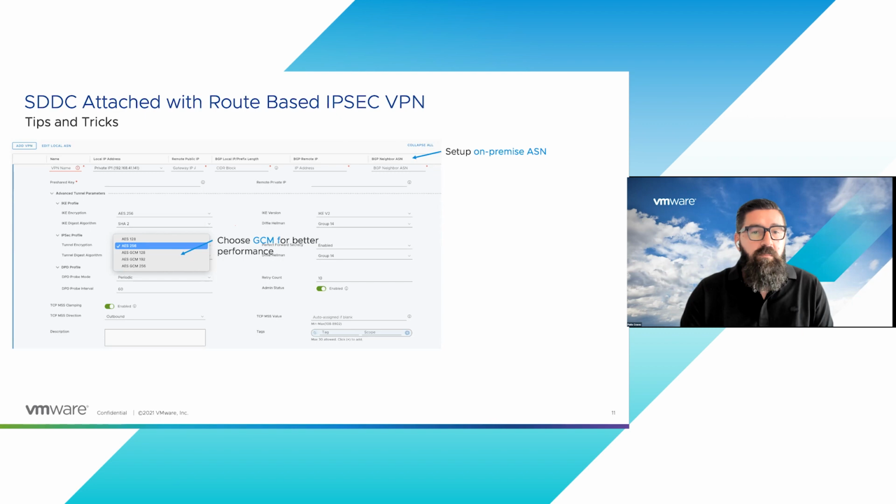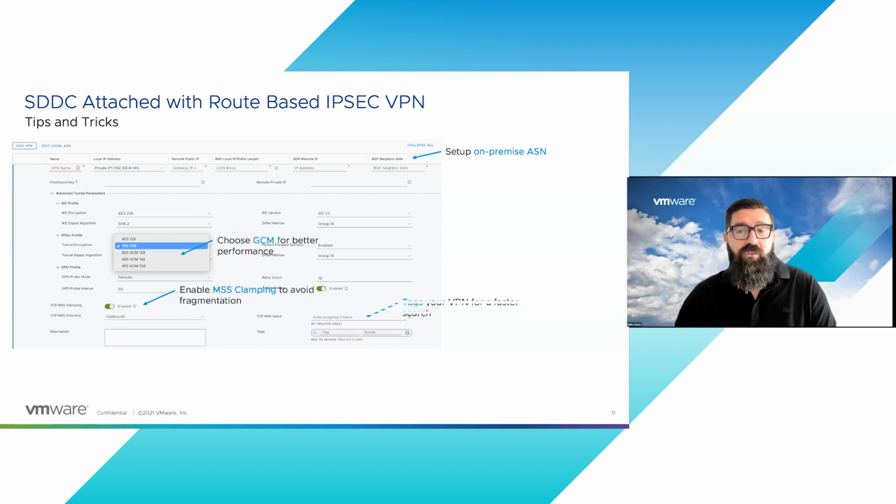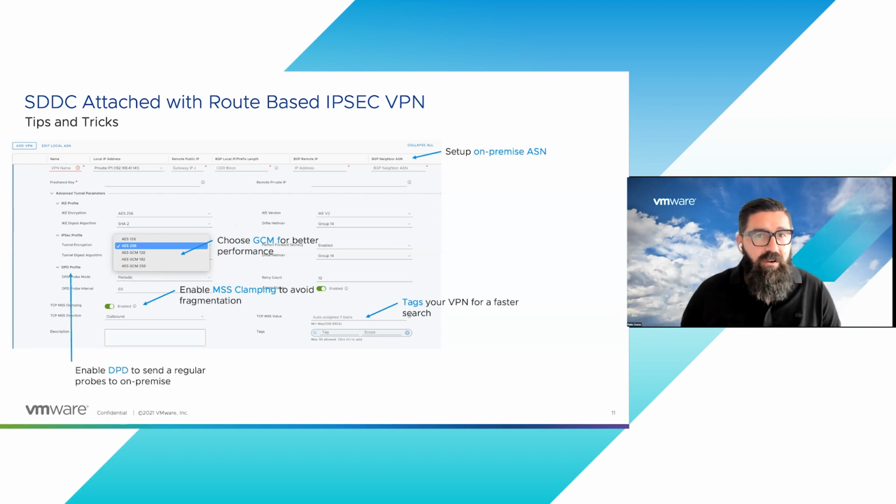The next thing you can do to improve this is to enable TCP MSS clamping. This will avoid fragmentation of the packets during communication. Also, you can create tags for your VPNs to search for all of them faster when you are configuring. Remember, VMware uses tags for a lot of things, and you can use tags here too. Enabling DPD to send regular probes to on-premises is also a good best practice. This will inform you that the VPN is up and running and staying alive.